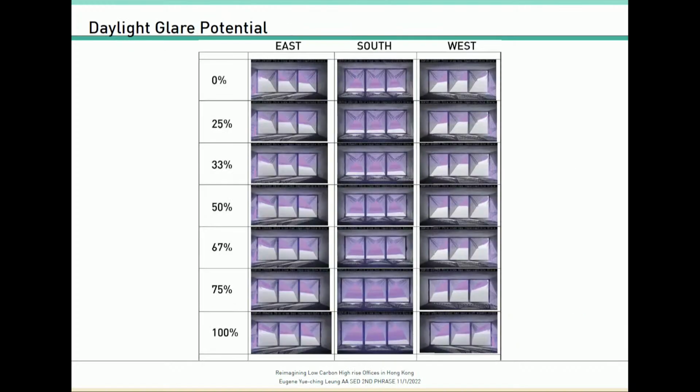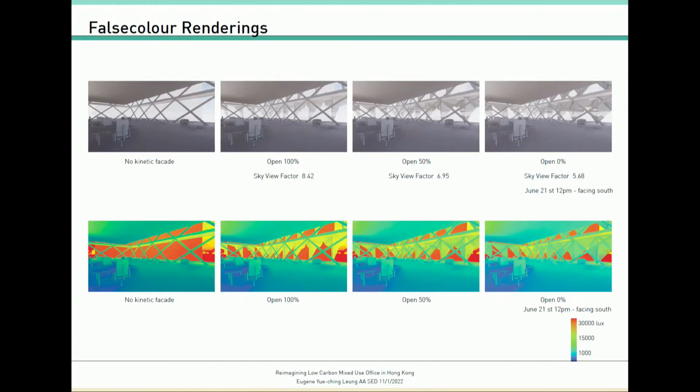Another benefit of the kinetic facade is the ability to control glare. This is a daylight glare potential graph that illustrates the glare reduction throughout all openings. And false color rendering, looking at different openings, you can see in comparison openness of 100% and 0% how it benefits the occupant in terms of visual comfort when the occupant is sitting inside the office. You can see the lighting on the zero opening ones is less.